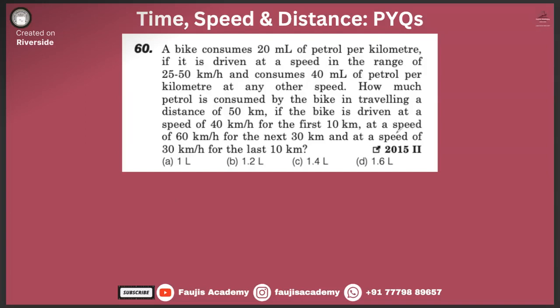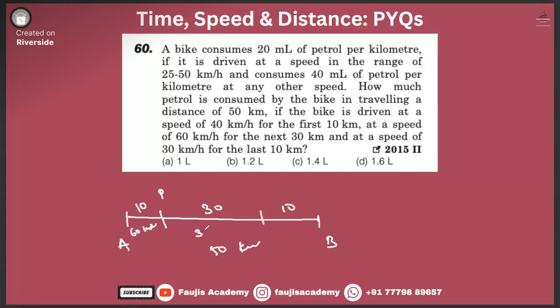Okay. If the bike is driven at the speed of 40 km/h for the first 10 kilometers. Okay, let's say this is 50 kilometers, A and B, 50 kilometers. At the first 10 kilometers, let's call it P. Then at 60 km/h for the next 30, and 30 km/h for the last 10.